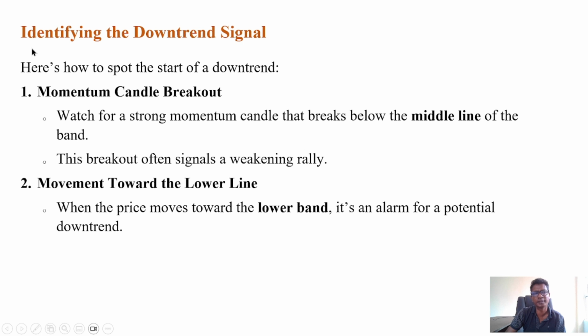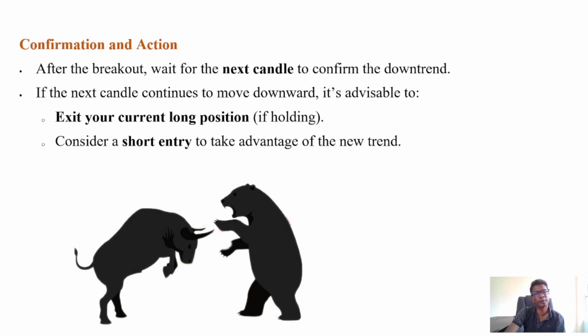Now our next thing is identifying the downtrend signal. For that, watch for a strong momentum candle that breaks below the middle line of the band. This breakout often signals a weakening rally. The movement towards the lower line: when the price moves toward the lower band, it is an alarm for a potential downtrend. Now we can do a confirmation and the next action.